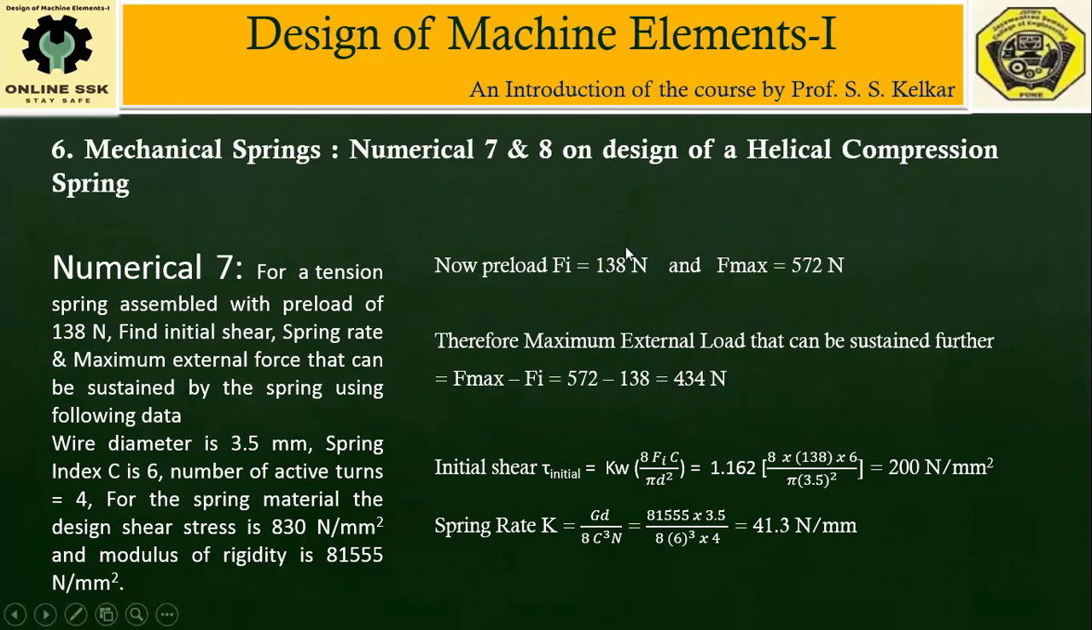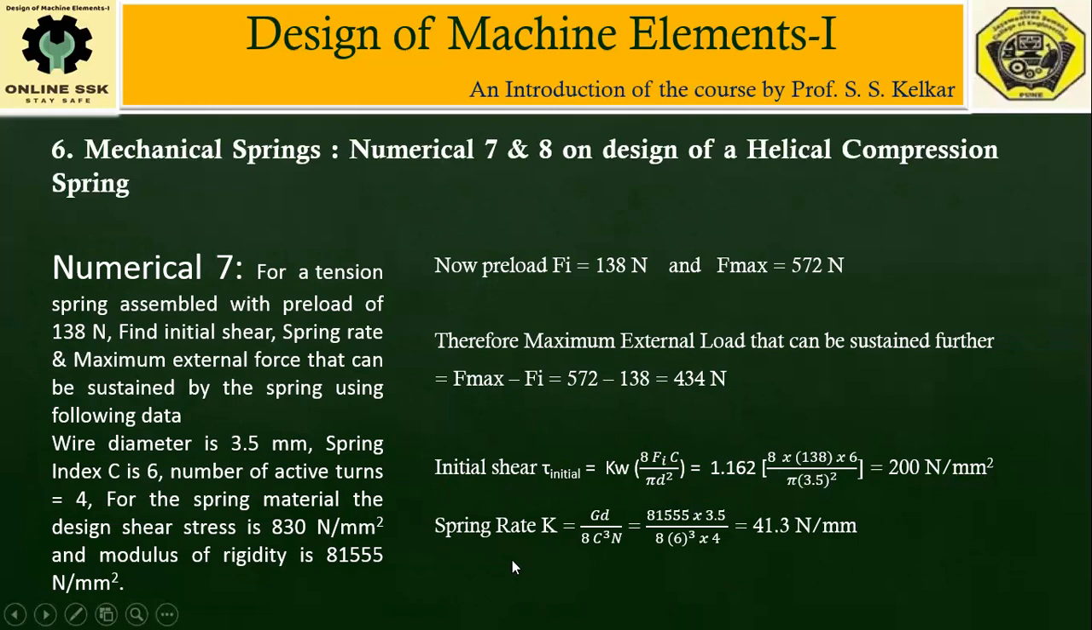Now, based on the initial shear, if F is replaced by Fi, tau will be replaced by tau i. If force is initial force, then stress will be initial stress. So initial stress, tau initial, will be given by Kw times 8 Fi C upon pi d square. All the values, Kw, Fi, C and d, are known. So all the terms are known and we are in a position to calculate initial shear stress, which happens to be equal to 200 Newton per millimeter square.